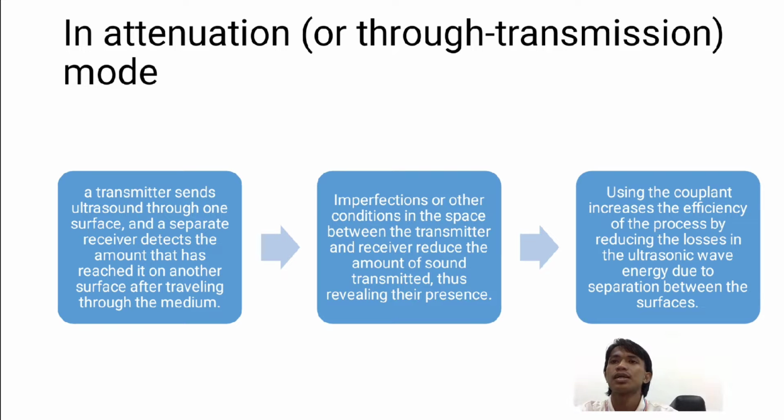The second process of ultrasonic is in attenuation or through-transmission mode. First, a transmitter sends ultrasound through one surface and a separate receiver detects the amount that has reached it on another surface after traveling through the medium. Imperfections or other conditions in the space between the transmitter and receiver reduce the amount of sound transmitted, thus revealing their presence. Lastly, using a couplant increases the efficiency of the process by reducing the losses in ultrasonic wave energy due to separation between the surfaces.